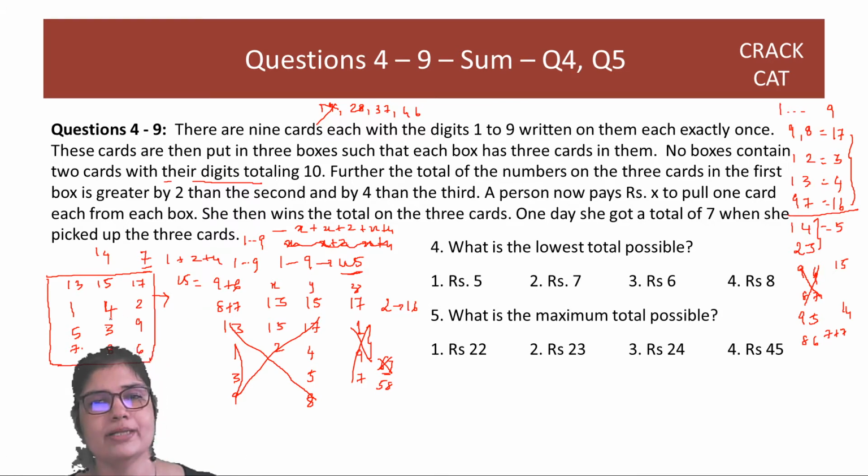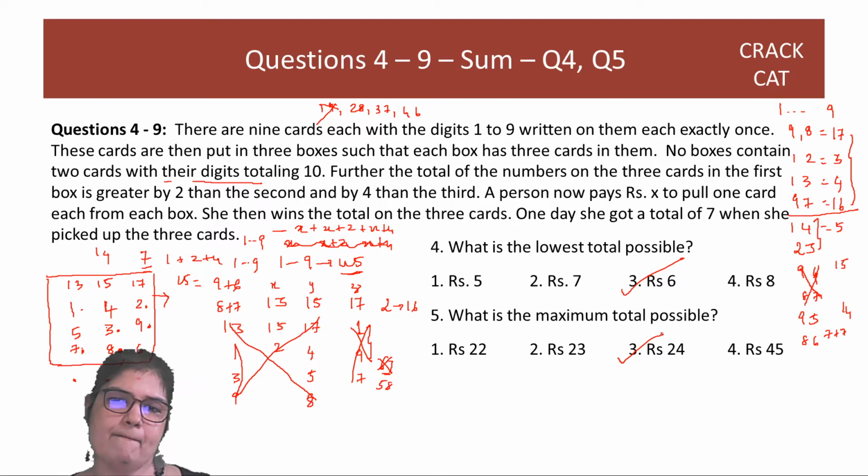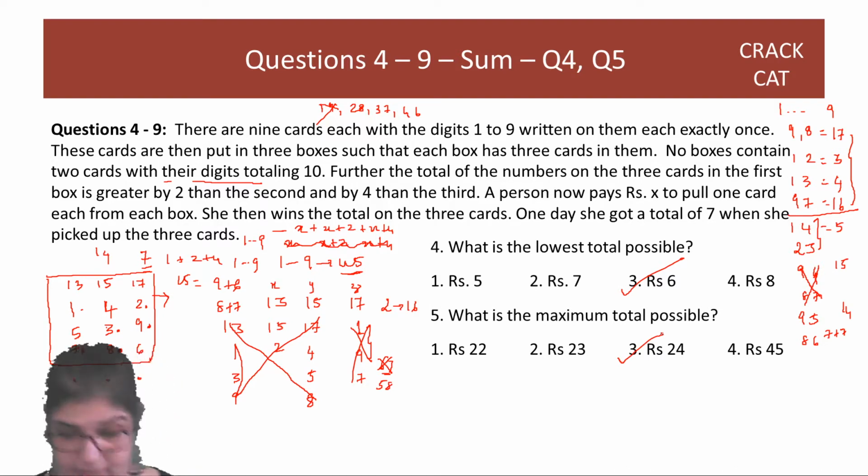So what is the lowest total possible? If I pick up one from here, right? You have to pick up one card from each place. And you want the lowest. So you'll pick up 1 from here, the lowest number, 3 from here, and 2 from here. So the lowest possible is 6. What is the highest possible? So from here the largest 7, from here the largest 8 and from here the largest 9. Highest possible is 24. Right? Great. 2 questions done.